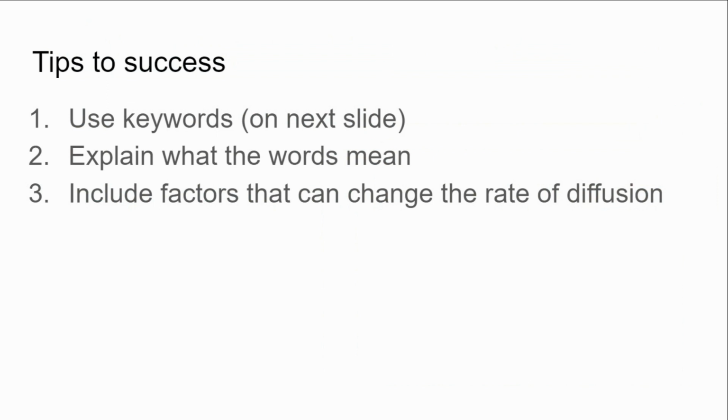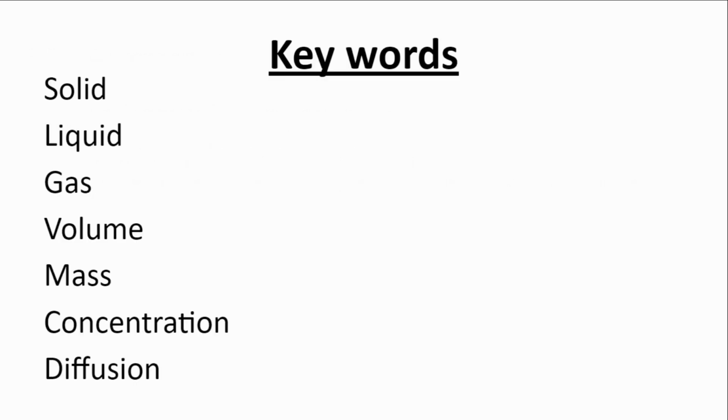Here are some tips to help you with that task. You need to use the keywords. You need to explain what the words mean and include factors that can change the rate of diffusion. Here's the keywords for you. Pause the video and answer the question.